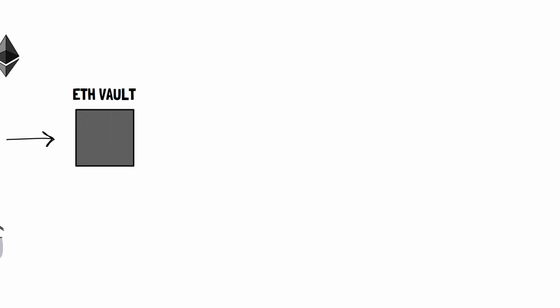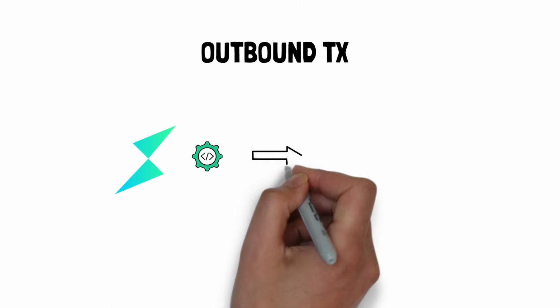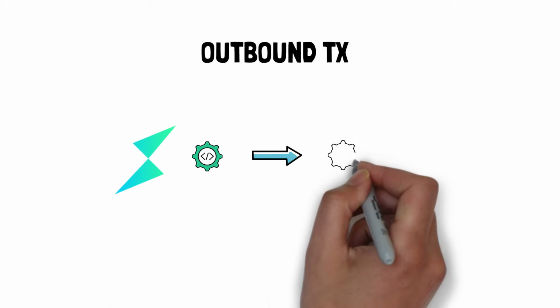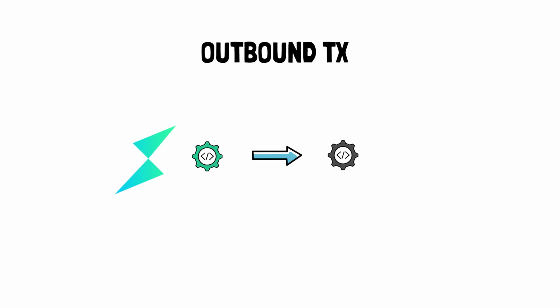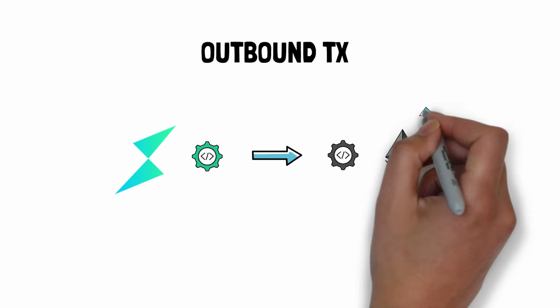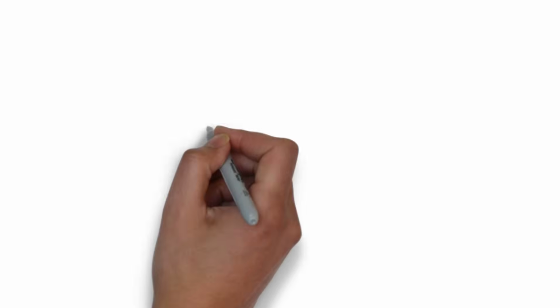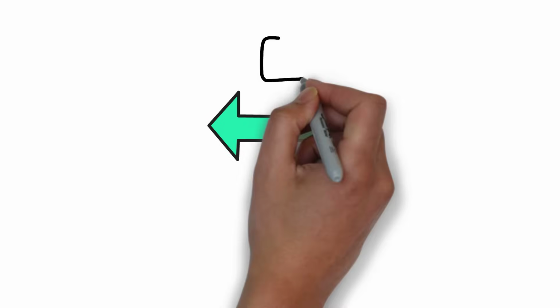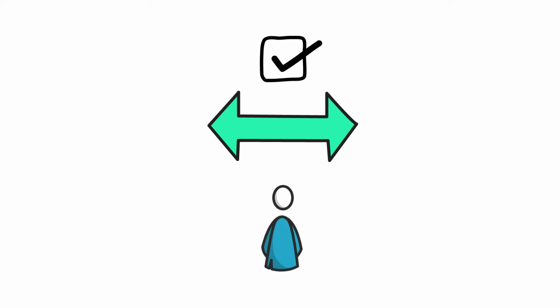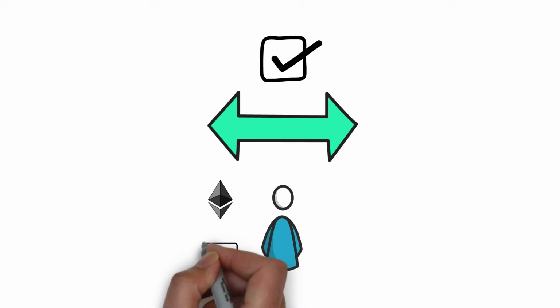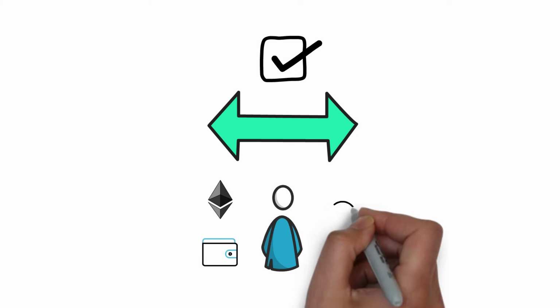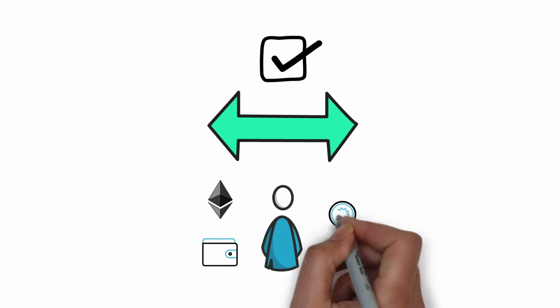This outbound transaction is translated from Thorchain's internal representation into a valid transaction for the destination chain using the respective chain client, in our case, the Ethereum client, and broadcast to the respective network. At this point, the swap is completed and the user ends up with Ether in their Ethereum wallet. Although this sounds quite simple, there is quite a lot of detail to make it all possible.